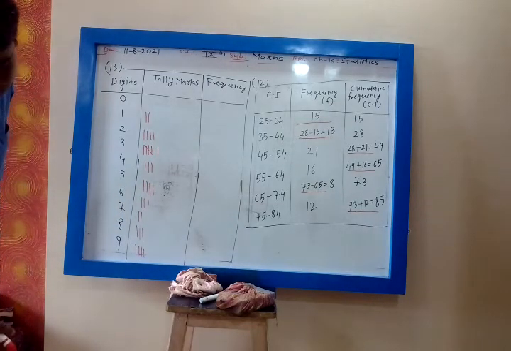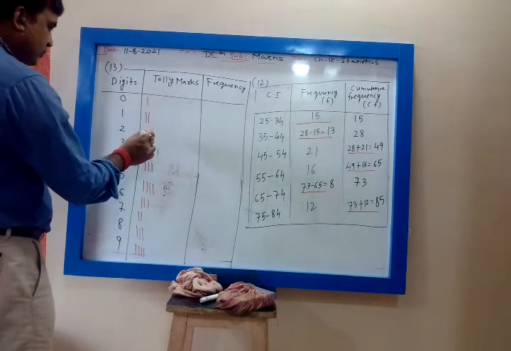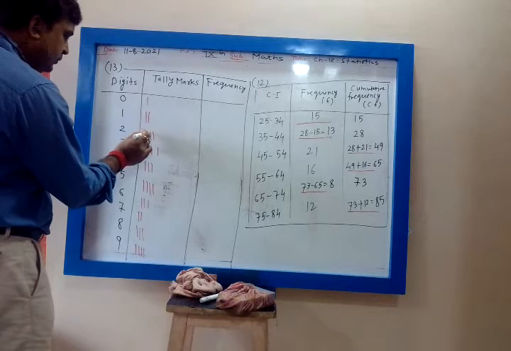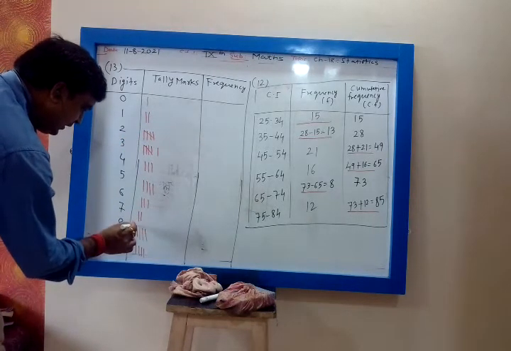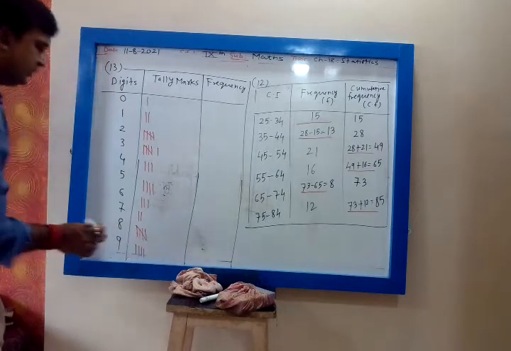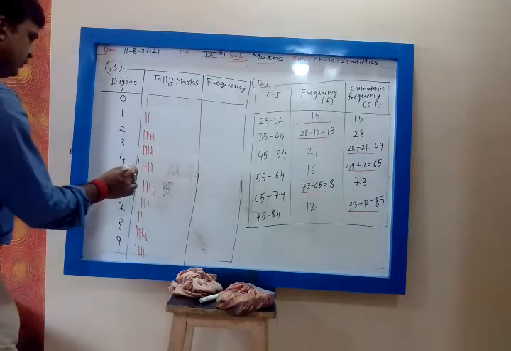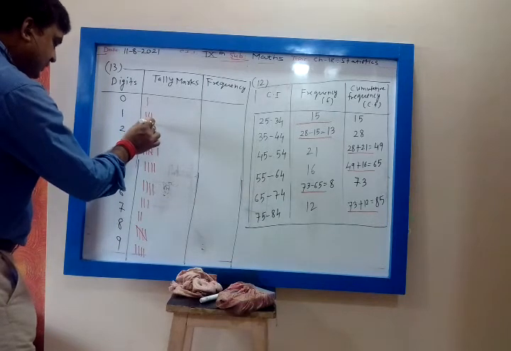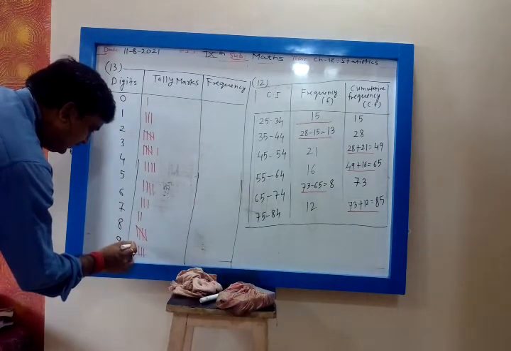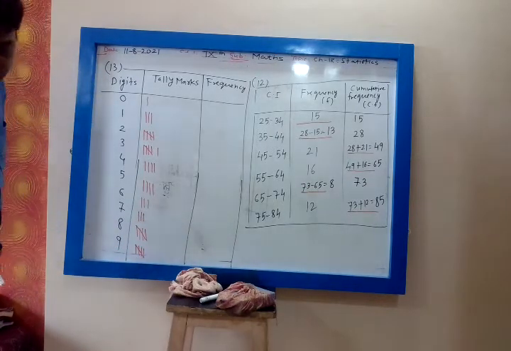Then 0, 2, 8, 8. Now fifth stroke. 0, 2. 8, 8, then again 8. Fifth stroke. Then 4, 1, 9, 9. Fifth stroke. Then 7. 4, 1, 9, 7.